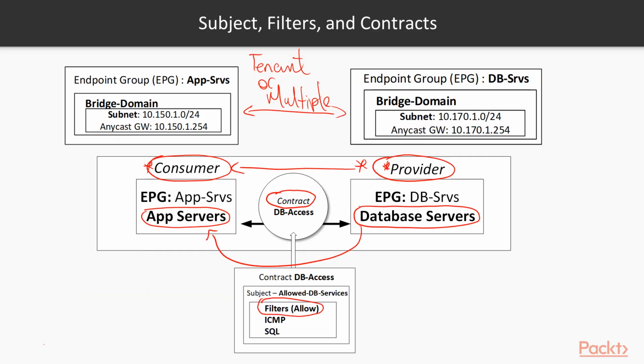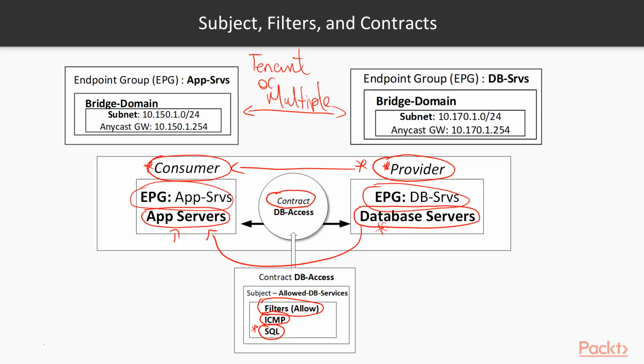Filters are what we specify that we're going to give resource access to my customers. For this particular contract that we're going to create, we're going to allow ICMP or ping, and we are going to allow SQL service because we are serving databases for our application servers. So my endpoint group application servers are going to obtain the database information from my DB SRVS EPG. So my APP SRVS EPG will obtain database services from DB SRVS.